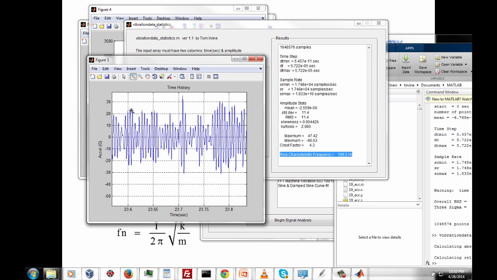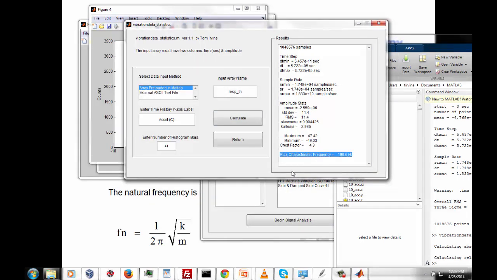How many positive peaks do I have? Well, I'm going to roughly count 1, 2, 3, 4, 5, 6, 7, 8, 9, 10, 11, 12, 13, 14, 15, 16, 17, 18, 19, 20. So over a tenth of a second, there are 20 positive peaks. So if we extrapolate that up to a full second, we would have 200 positive peaks, and that's equal to the natural frequency of the system, also confirmed by the Rice frequency.